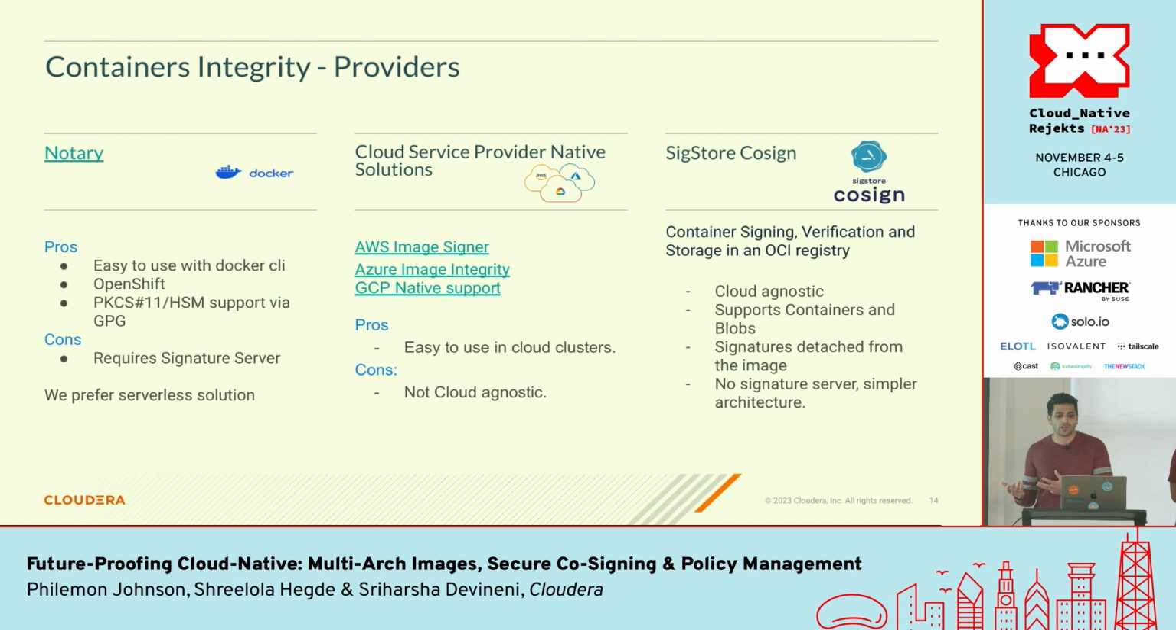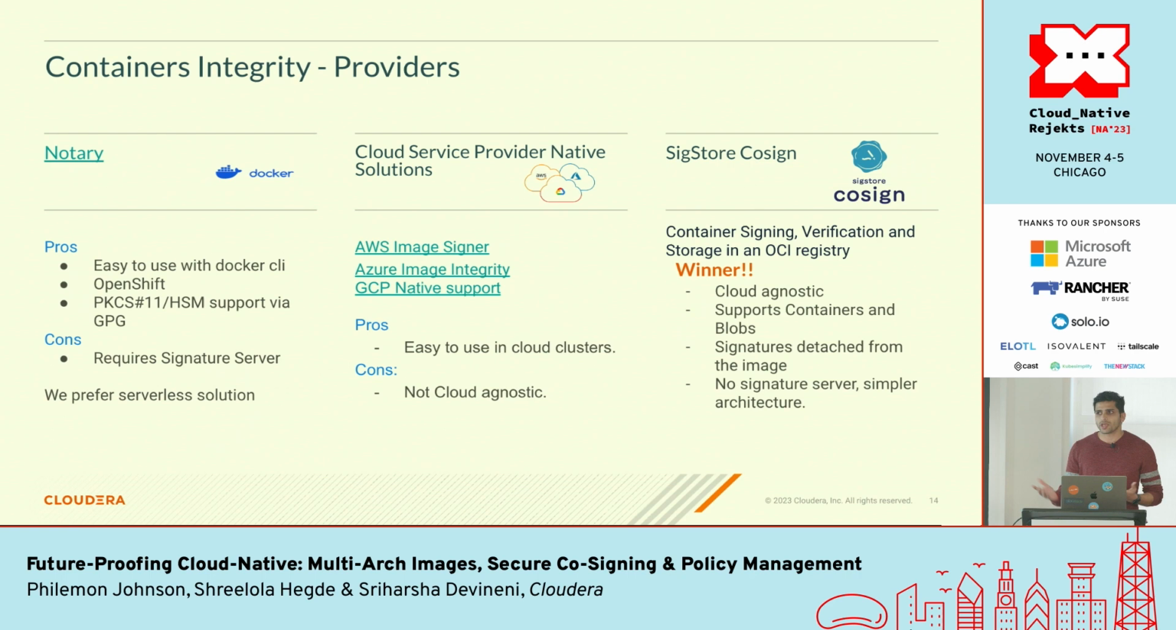And the signatures are not really attached to the image. The signatures are detached from the image, so even if you are building multiple versions, you have the particular SHA that you have signed, and you can use it for verification. And you don't need a separate signature server, and it's a much simpler architecture. So yeah, this is our winner.